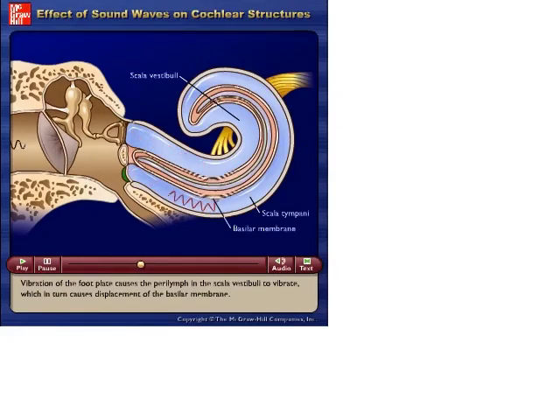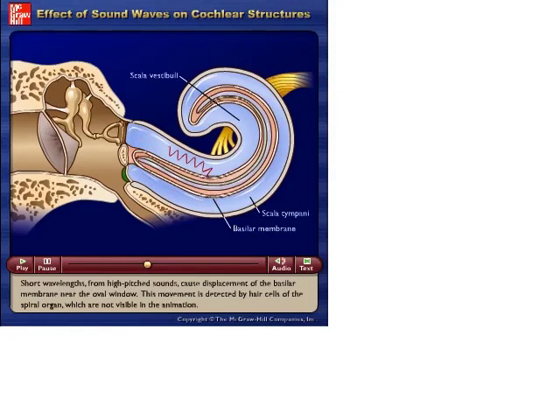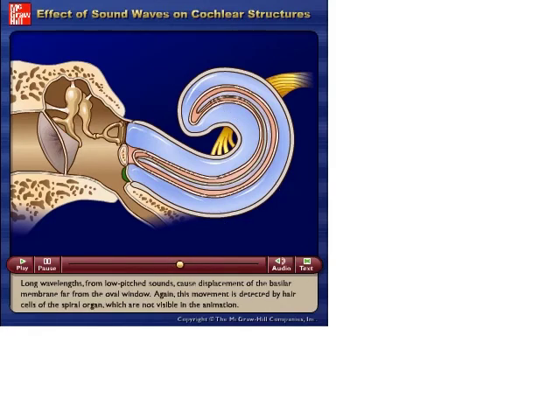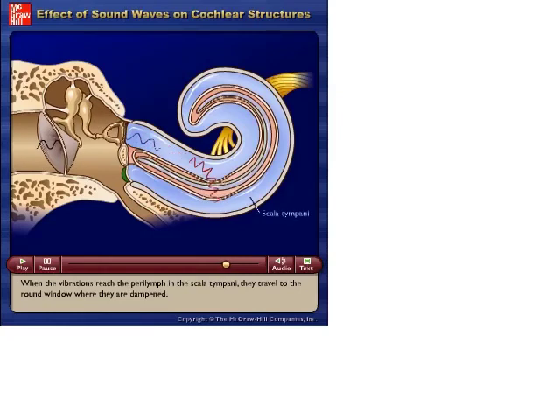basilar membrane. Short wavelengths from high-pitched sounds cause displacement of the basilar membrane near the oval window. This movement is detected by hair cells of the spiral organ, which are not visible in the animation. Long wavelengths from low-pitched sounds cause displacement of the basilar membrane far from the oval window. Again, this movement is detected by hair cells of the spiral organ, which are not visible in the animation. When the vibrations reach the perilymph in the scala tympani, they travel to the round window where they are dampened.